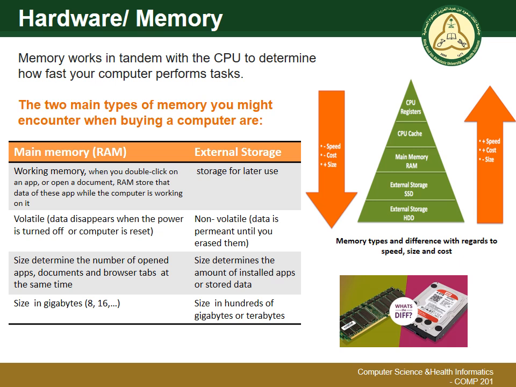The two main types of memory you might encounter when buying a computer are الرام والexternal storage. الرام you will hear it a lot. No one of you will not hear this word when you want to buy a computer. The first thing that you will ask the seller about when you want to buy a computer is how much RAM this computer has. كم عدد الرامات الموجودة في الجهاز.